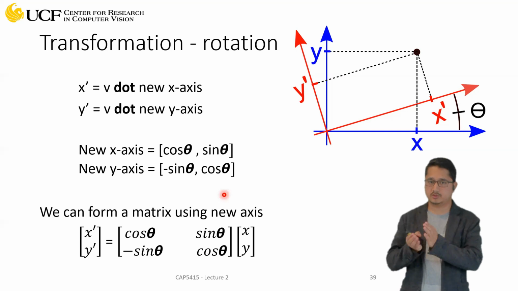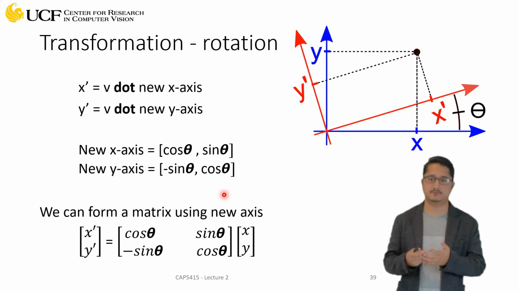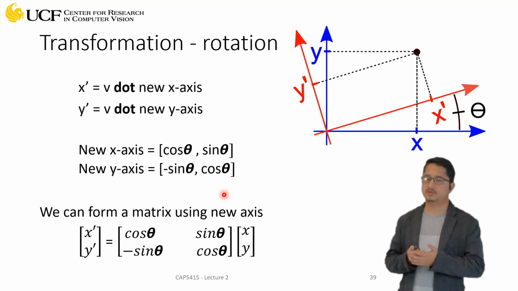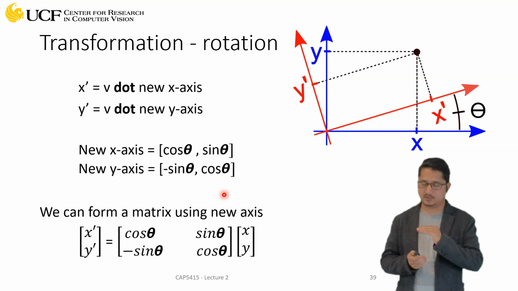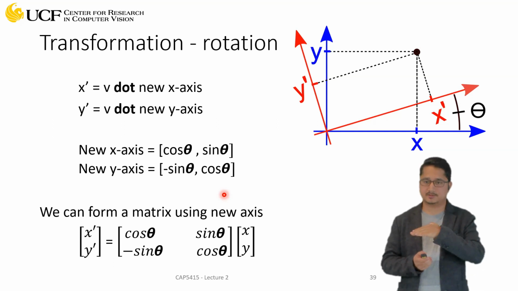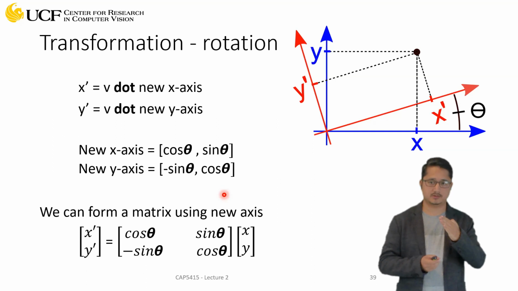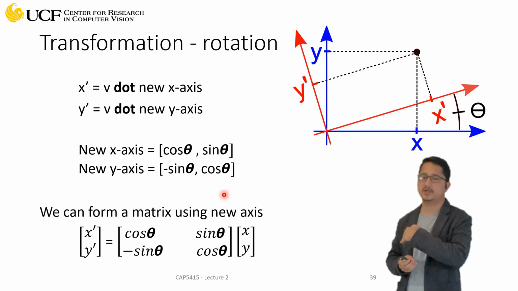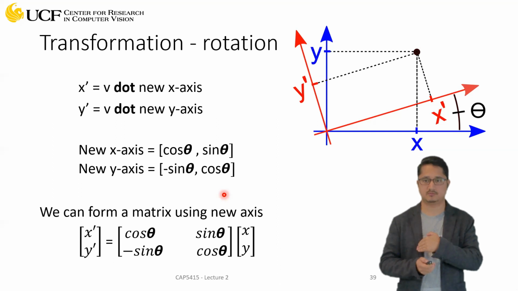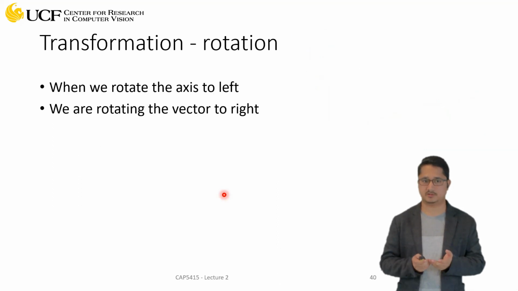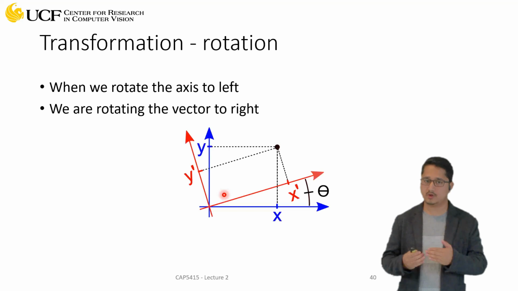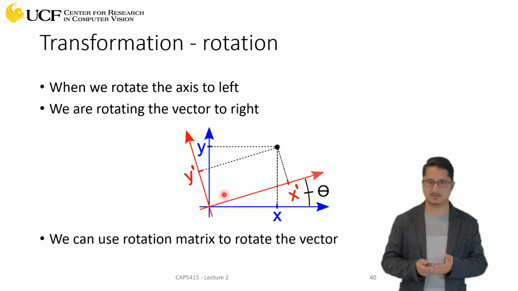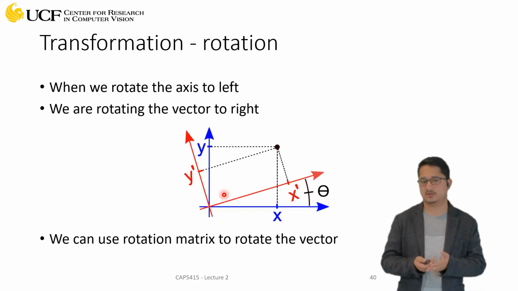So this was about just rotating the axes, not the vector itself. But now if you think about this, if you are rotating your axes, let's say with the angle theta, that's kind of like rotating your points towards the right with angle negative theta. It's kind of equivalent. So now we know how to rotate the axes. To rotate the vector, you can just negate the angular value and use the same matrix.